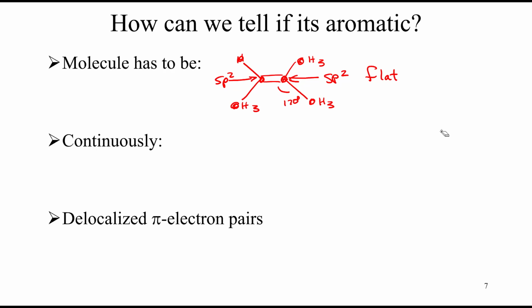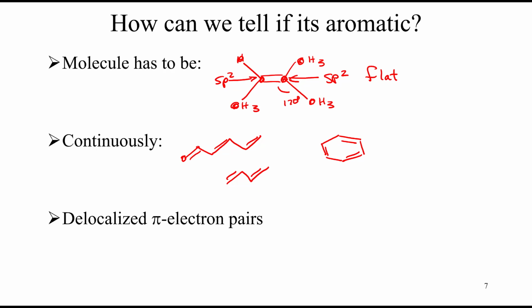Continuously conjugated is our next criteria. Now, you can have systems that are conjugated. For example, this is a conjugated system, as is this. So you can have lots of different conjugated systems, but to be continuously conjugated, it actually means that the structure has to be in the shape of a ring. So things like benzene are continuously conjugated because it's a closed loop.